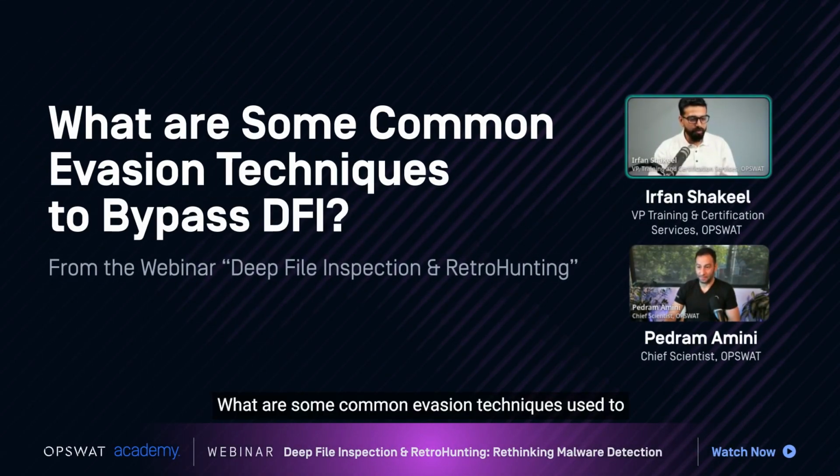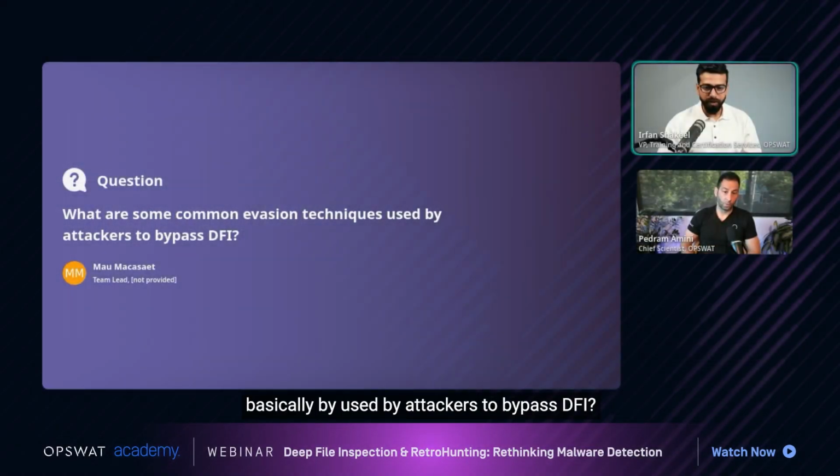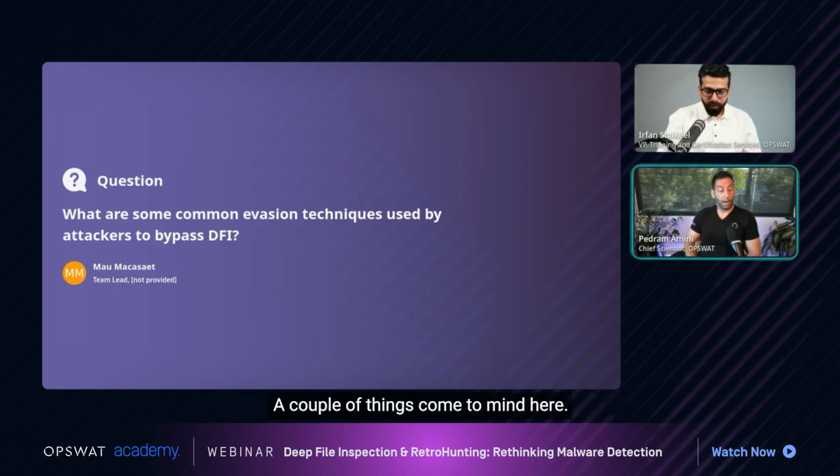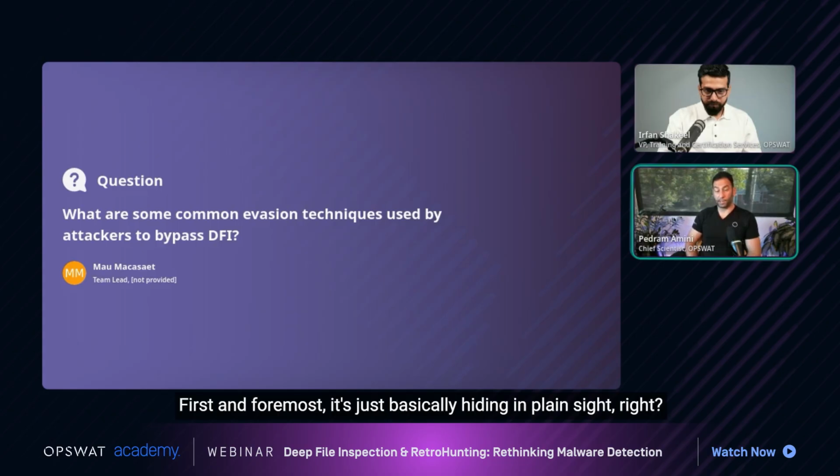What are some common evasion techniques used by attackers to bypass DFI? Yeah, so a couple things come to mind here. First and foremost, it's just basically hiding in plain sight, right?